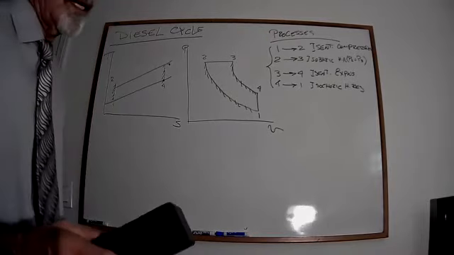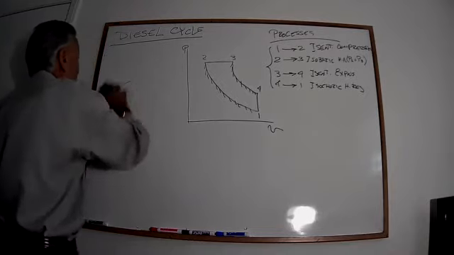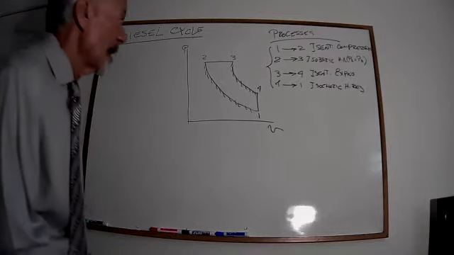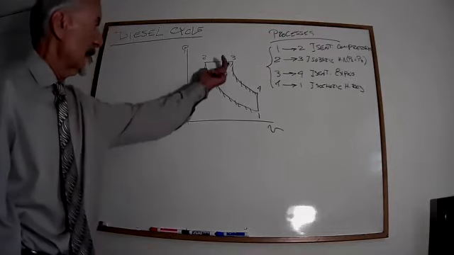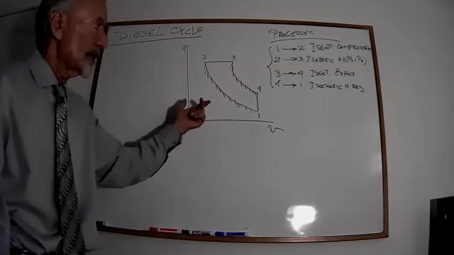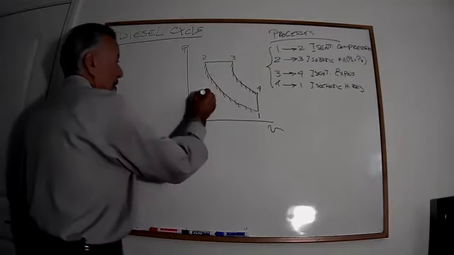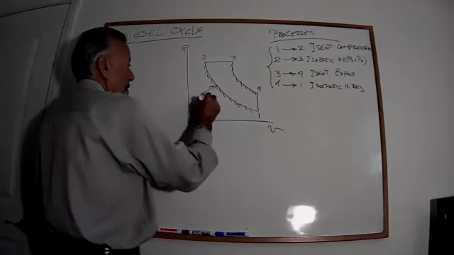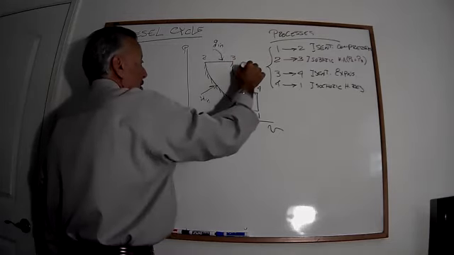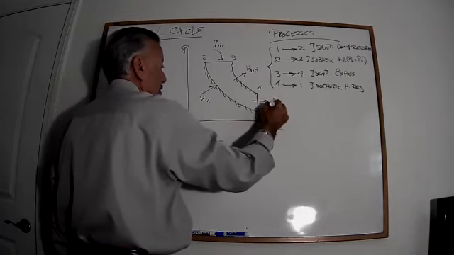Now, in diesel cycle, we don't care about TS diagram because it's not going to help us solving a problem. What's going to help us is what is happening here on the PV diagram. So now, let's see that this would be the work in, that would be the Q in, that is the work out, and this is the Q out.